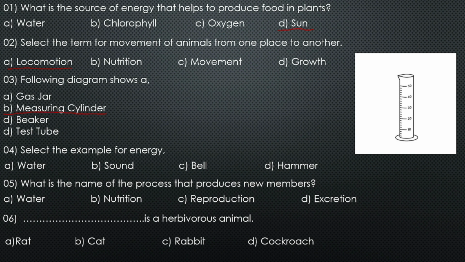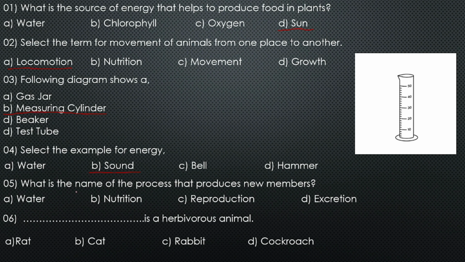Question number 4. Select the example for energy. Water, sound, bell, hammer. We know when we looked at the second unit, Things Around Us, we discussed matter and energy. Water is matter, bell is matter, hammer is matter. Therefore, sound is taken under energy. It doesn't have mass or volume. The answer is sound, letter B.